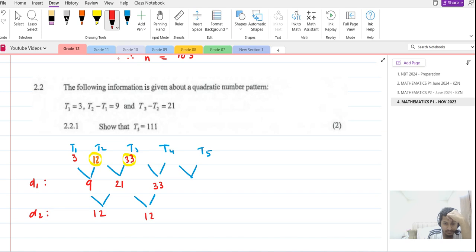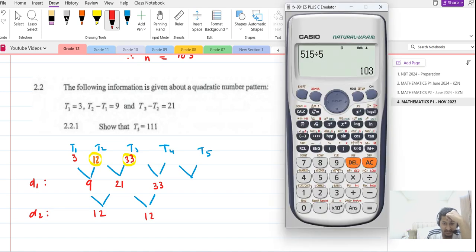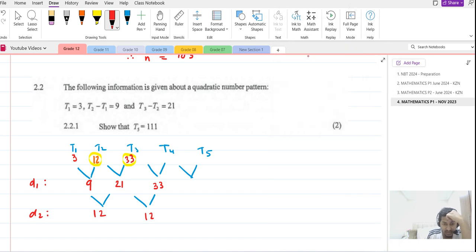Right, so we can see 21 minus 9 is 12. And then we're taking 9 plus 12 is 21, 21 plus 12 is 33, alright? And then how will we get this value here? So obviously this value would have been 66, right?